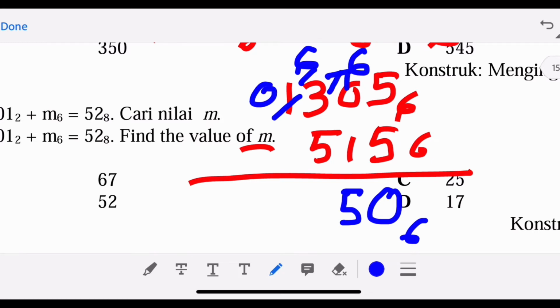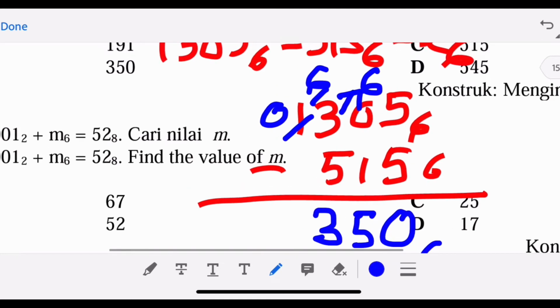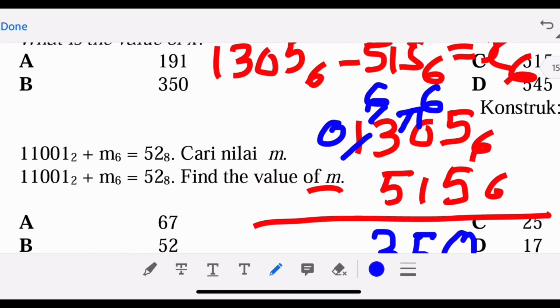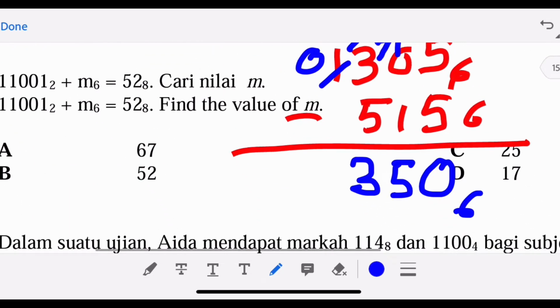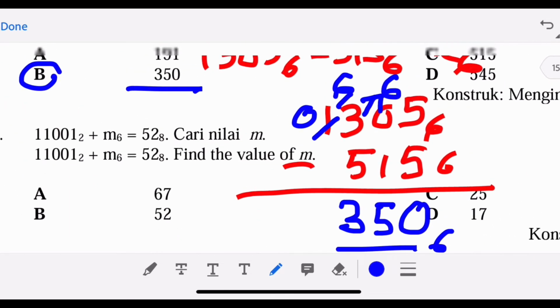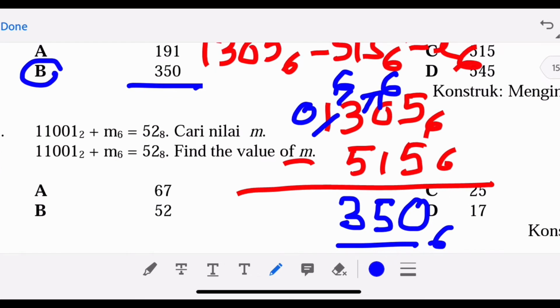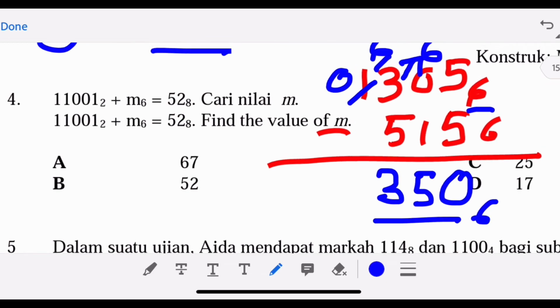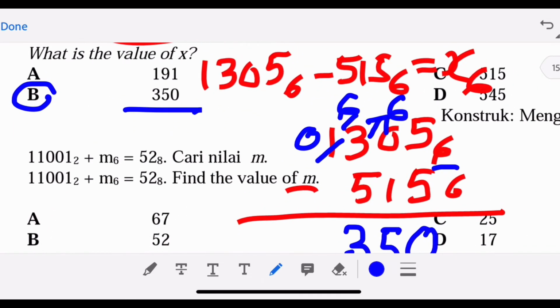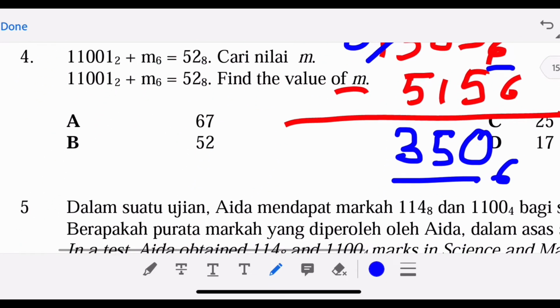6, alright. 6 plus, just now already lent 1 to the neighbor. 6 plus 2, right? 8. 8 minus 5 will be 3. Alright, so the answer is 350. Alright, it's simple, right? Base 6. Always remember when you borrow, you will get 6 only because you are doing base 6. Can understand? Can, right? Number bases, I think you are good.